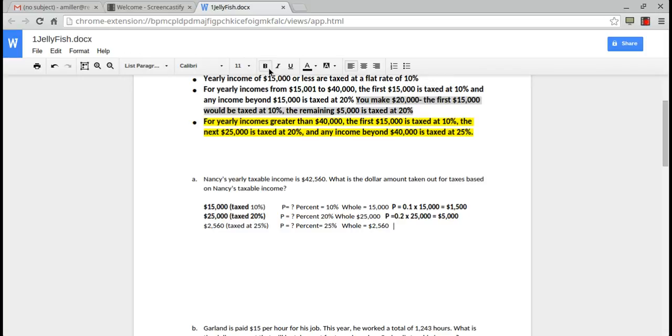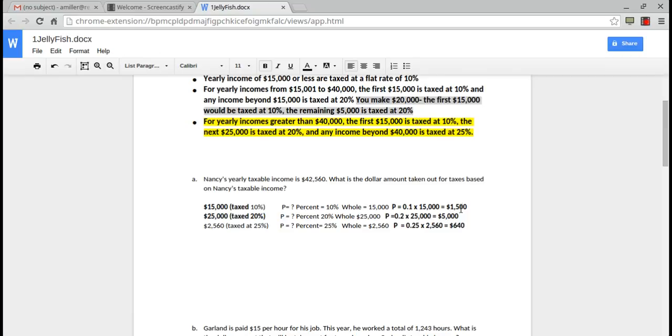So our equation, part equals percent, which is 0.25, times our whole, 2,560. And if I use my calculator, I have 0.25 times 2,560, and that's going to be $640. Okay, it's a lot of work. So now we know what the amount she's going to be paying in each tax bracket.